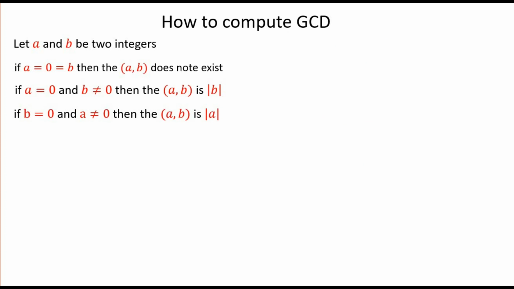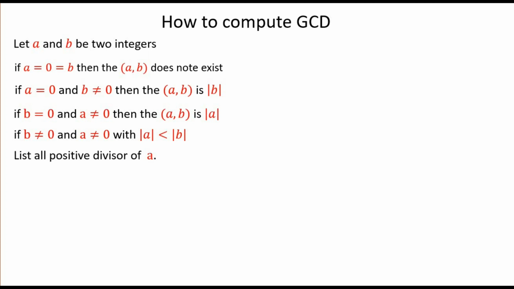If b = 0 and a is not equal to 0, then the GCD of a and b is equal to |a|. If b is not equal to 0 and a is not equal to 0, with |a| < |b|, then to compute the GCD of a and b, first list all positive divisors of a. The largest integer of these that also divides b is the GCD of a and b.